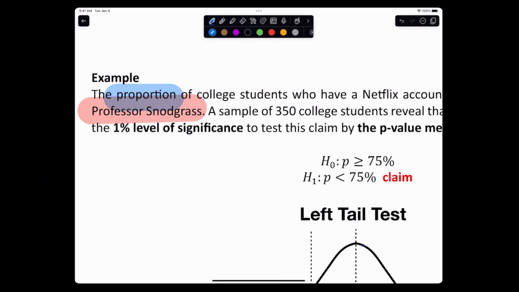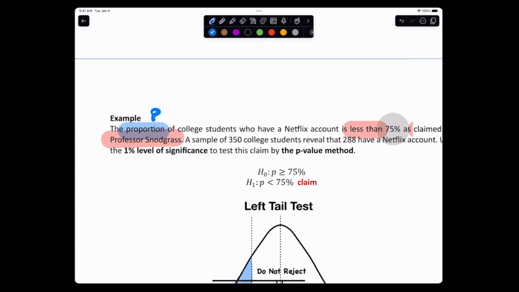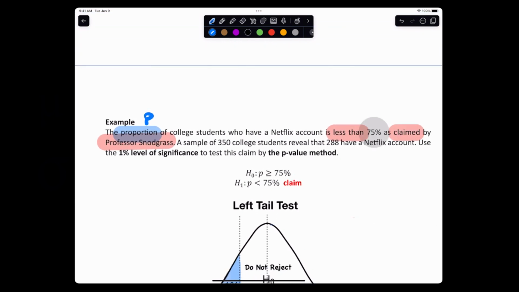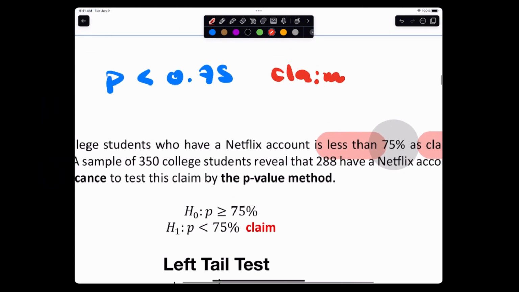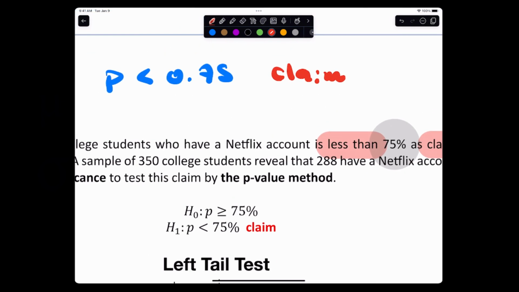So let's go through this and say again, remember, P is your proportion. So when you translate this, you say P is less than what? 0.75. And again, this is the what? This is the claim. So this is how we start the process. Now, do you guys remember last time, right? Where does that claim go? Is that a null or is that an alternate?